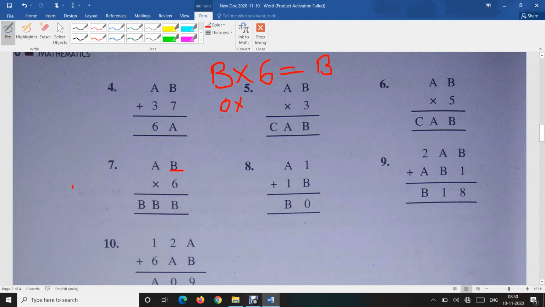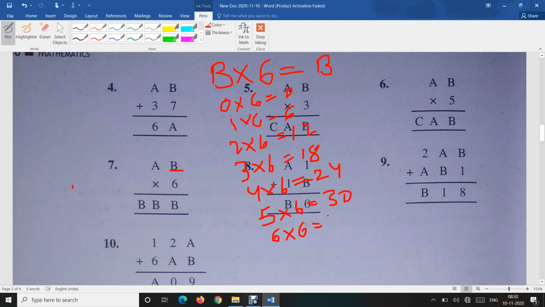We know that 0 into 6 is equal to 0. 1 into 6 is equal to 6. 2 into 6 is equal to 12. 3 into 6 is 18. 4 into 6 is equal to 24. 5 into 6 is equal to 30. 6 into 6 is equal to 36. 7 into 6 is equal to 42. And 8 into 6 is equal to 48. And 9 into 6 is equal to 54.